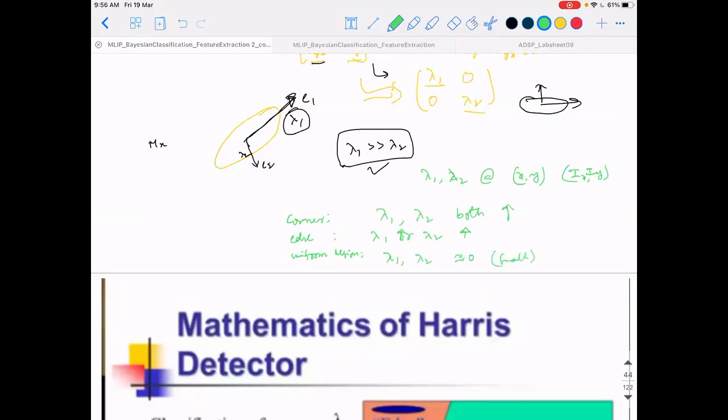But now the question is, he worked further. Should I have 2 different things to say whether it's a corner? Can I have a single quantification for it? That means, can I have a single expression composed of lambda 1 and lambda 2, and then say just by using that expression whether it is an edge or a corner or a uniform region? So he is able to come up with that.